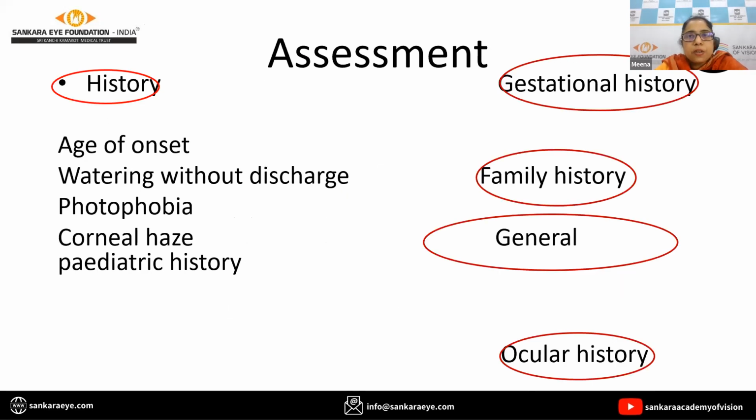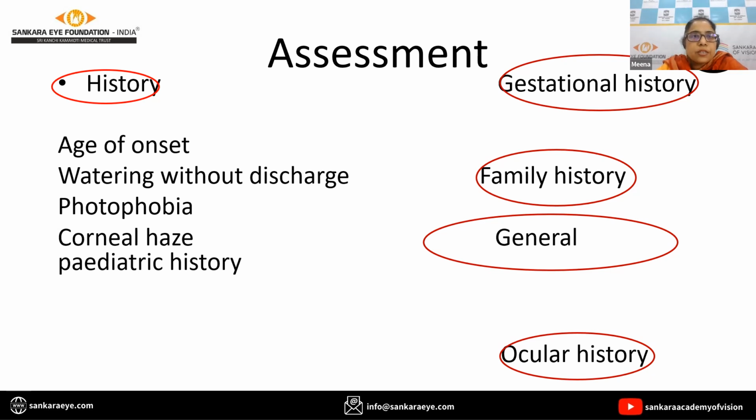A thorough assessment of these babies is very essential. A thorough history regarding the gestational history, whether there is any family history, whether any siblings of the baby are affected with a similar condition. Then, of course, the general condition of the baby is also important, whether any systemic illnesses are associated, because when we give certain drugs in glaucoma, we need to understand whether the child can tolerate the drug or whether it is associated with any other side effects.